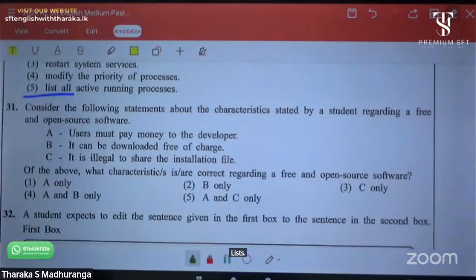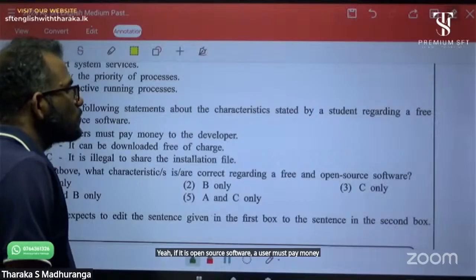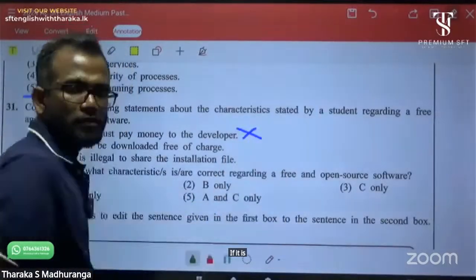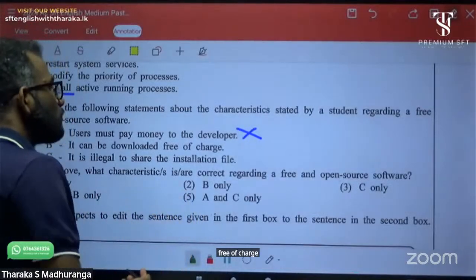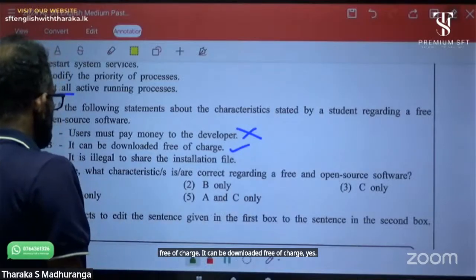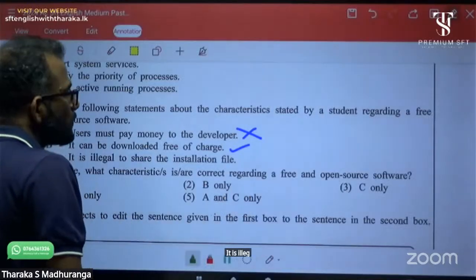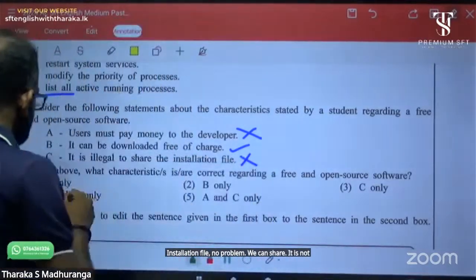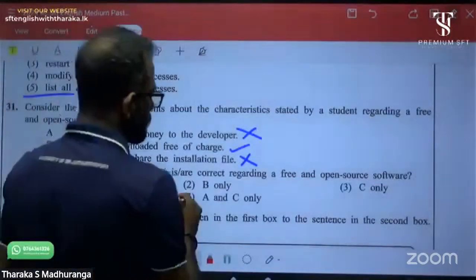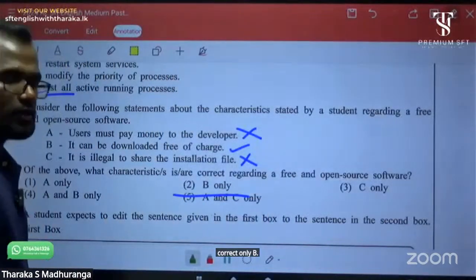Consider the following statements about characteristics stated by a student regarding free and open source software. If it is open source software, a user must pay money to download it? No, if it is open source, it is free of charge. It can be downloaded free of charge, yes. It is illegal to share the installation file? No problem, we can share. It is not illegal. Correct only B.